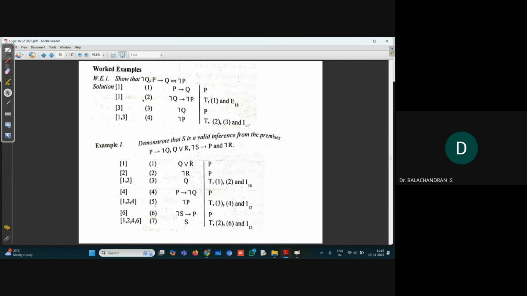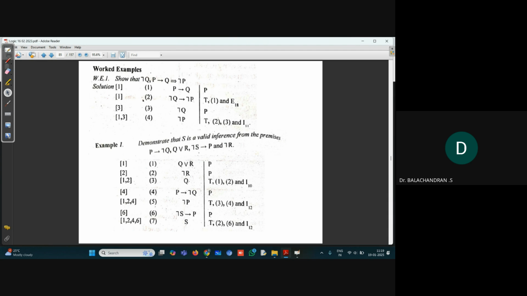Okay, the second problem. So demonstrate that S is valid inference from the premise. So P implies negation Q, Q or R, negation S implies P, and negation R. So first I will take Q or R. This is a given premises, that's why I'll put rule P, and then negation R. So that is also rule P. I am using the given premises.